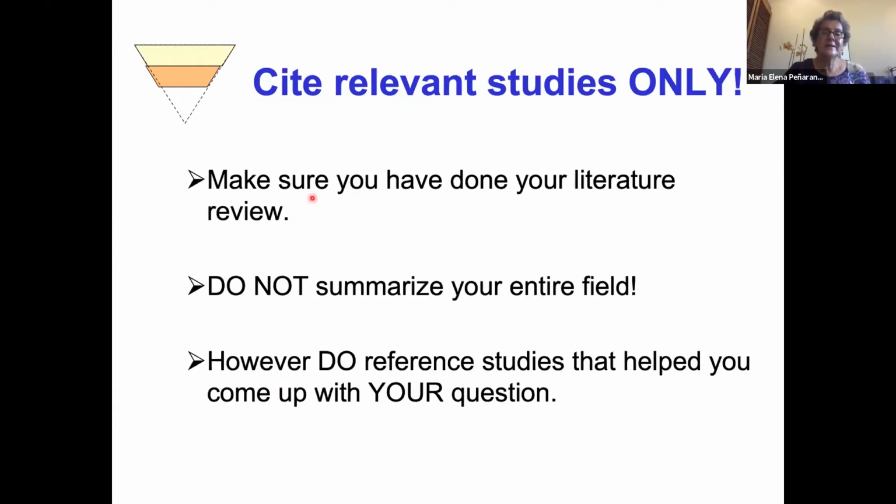So again, cite the studies only. Make sure you have done your literature review. Do not summarize the entire field. However, do reference the studies that help you come up with your question. So it has to be kind of a backup that you see this need because it's not being done somewhere else.